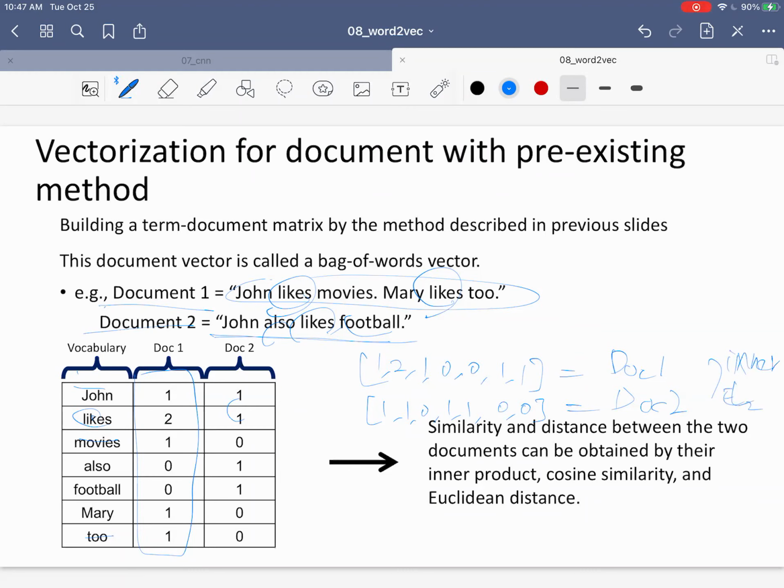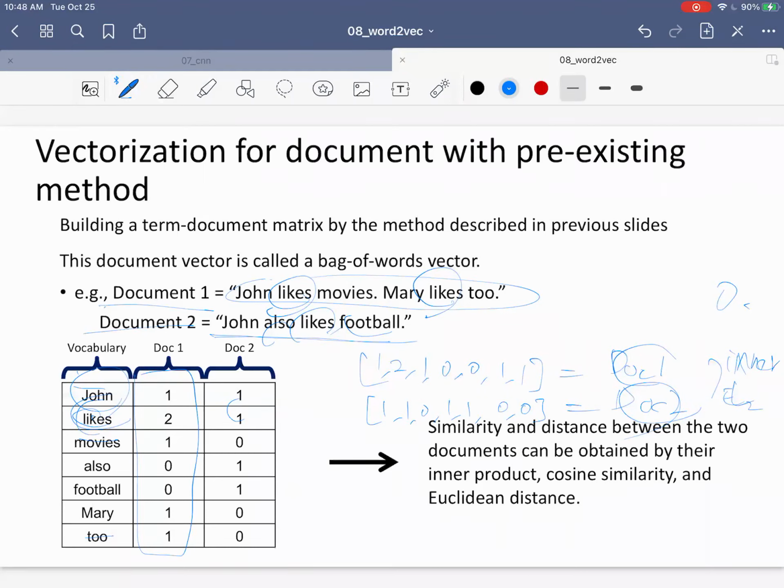because as you can see here, these two documents, document 1 and document 2, have a large number of overlapping words. John overlaps, likes overlaps. Actually, only two. So if you do an inner product, at least it won't be 0 anymore. And if you do a Euclidean distance, it'll be some number.